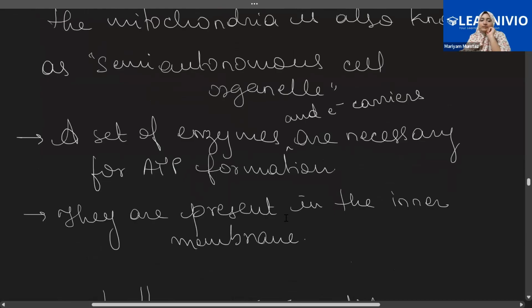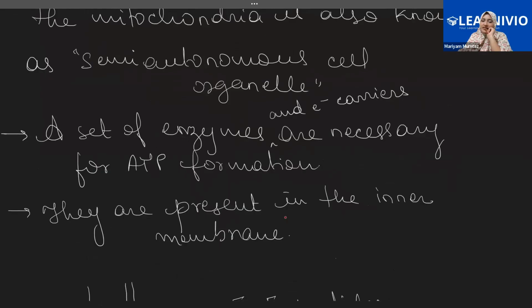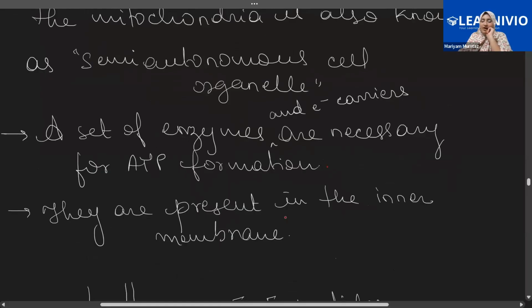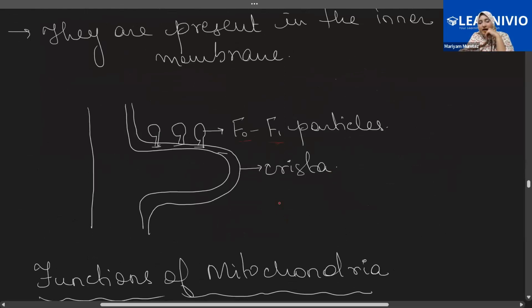Now, a set of enzymes and electron carriers are necessary for ATP formation, and these electron carriers and enzymes are present in the inner membrane itself. And this is sort of how it looks. It has F naught and F1 particles that look like a racket shape. And this is where ATP synthesis happens.